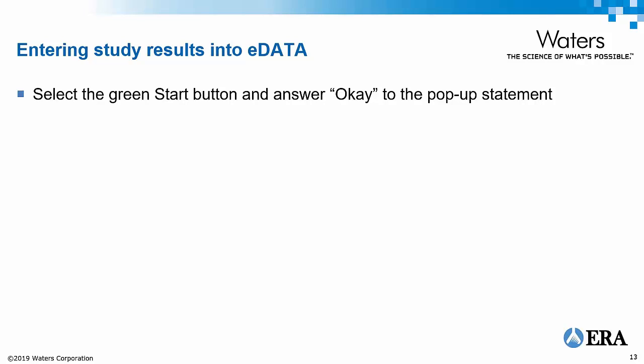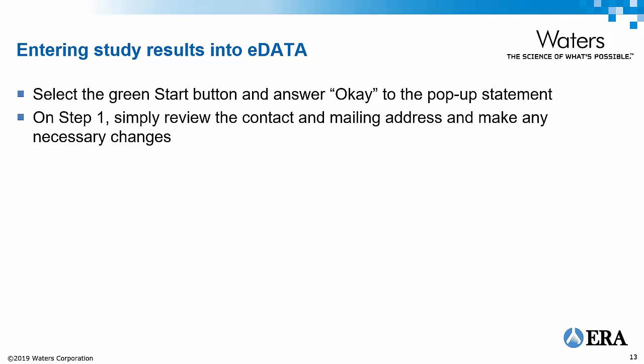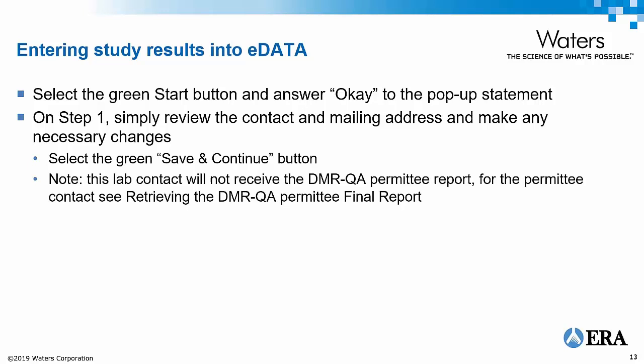First, select the green Start button, and you'll be taken to step 1, enter mailing address. It's a simple step. Just answer OK to the first pop-up statement. Simply review the contact and mailing address, make any necessary changes, select the green Save and Continue button. Please note, this person is your lab contact. They will not receive the final DMR-QA permittee report. We'll cover the permittee contact in the Retrieving the DMR-QA permittee final report section later in the webinar.